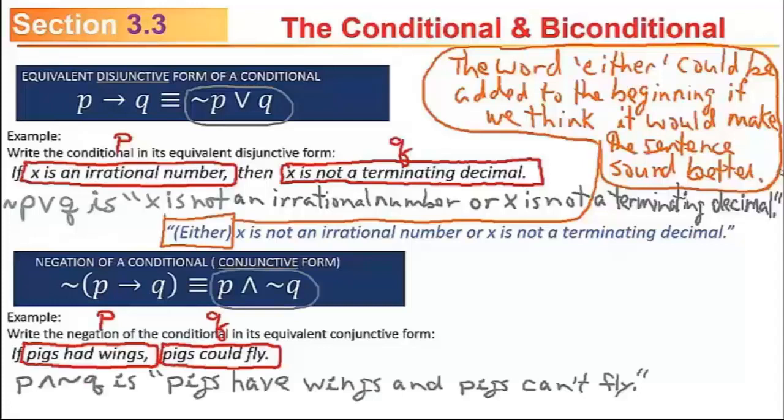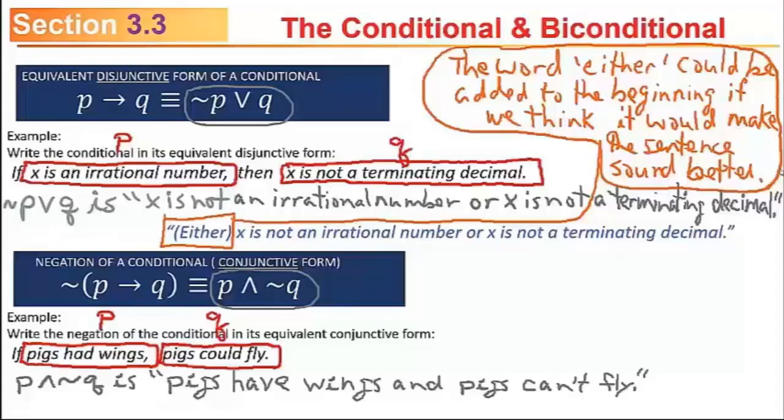Well, P is the statement pigs had wings, so you just write that down. The tense doesn't much matter. It might sound better as has or have instead of had, but otherwise that's not really important. But the important part is that you've got to get the and. The conjunctive form produces an and between the statements, and the last statement is the negation of Q. Q is pigs could fly, so not Q would be pigs couldn't fly.